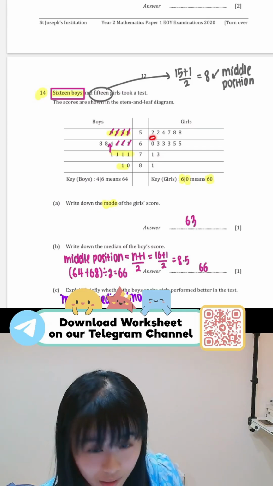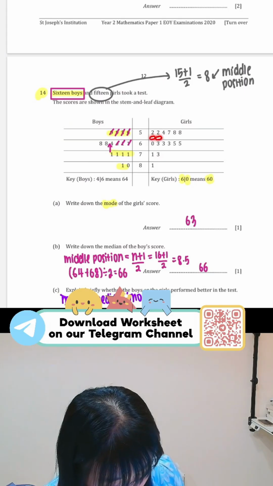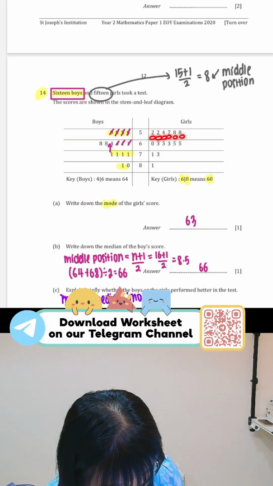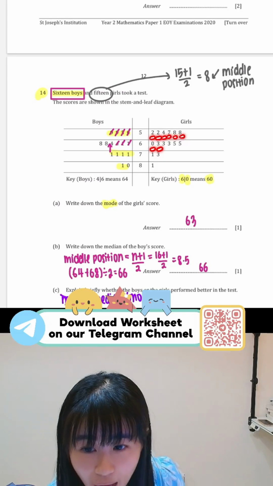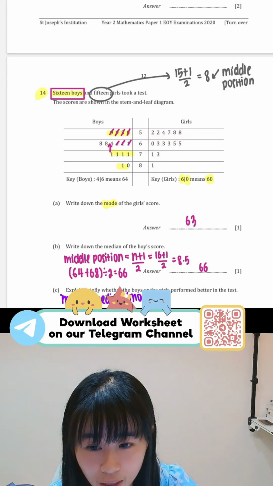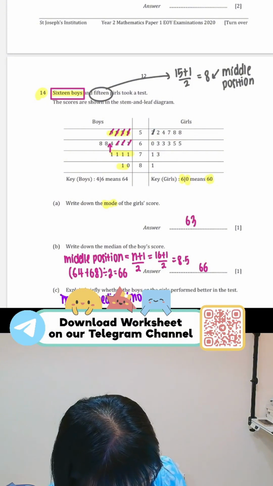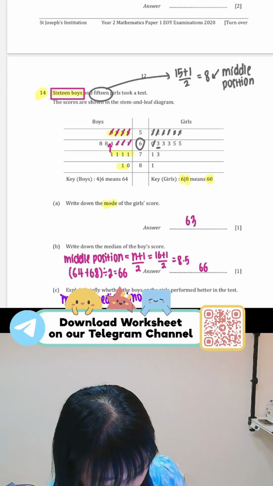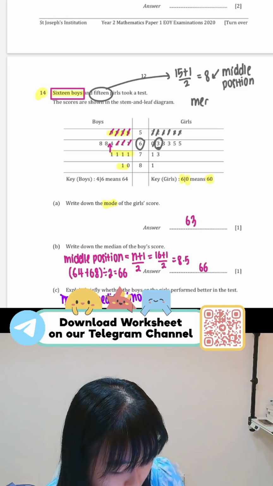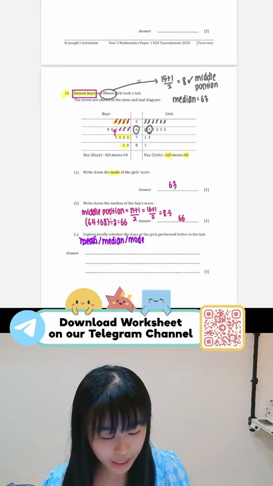Okay, the 8th number. So I'm going to count my 8 numbers. 1, 2, 3, 4, 5, 6, 7, 8. I will know that when I end at 8, where did I end? 1, 2, 3, 4, 5, 6, 7, 8. I end at 63. So I know my median for girls is 63. Okay, my median for girls is 63.